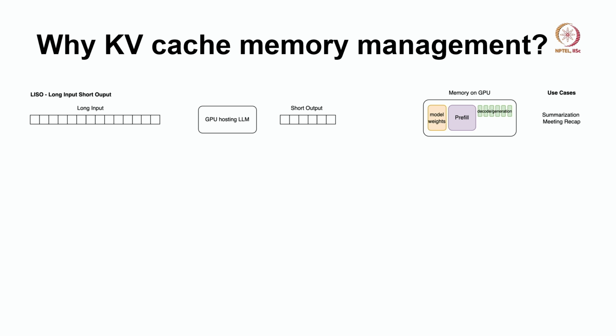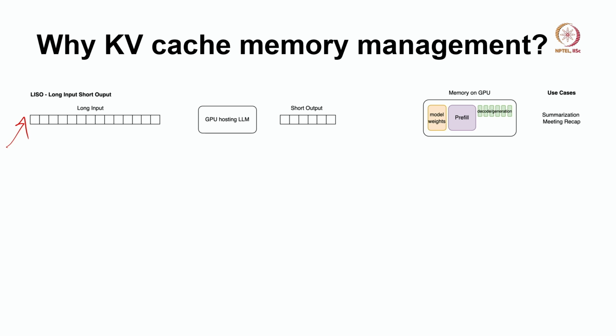The first type of request is long input, short output. That means whatever we put in the prompt is long, but whatever output is generated is short. The use cases are summarization and meeting recap. Many of you have probably noticed that nowadays Copilot is integrated in Teams meetings. The whole meeting is maybe 1 hour or even longer, and Copilot takes the whole meeting and generates a summary. So that's a short output.